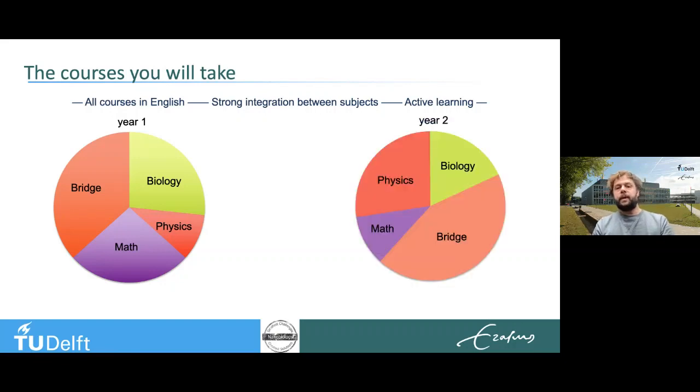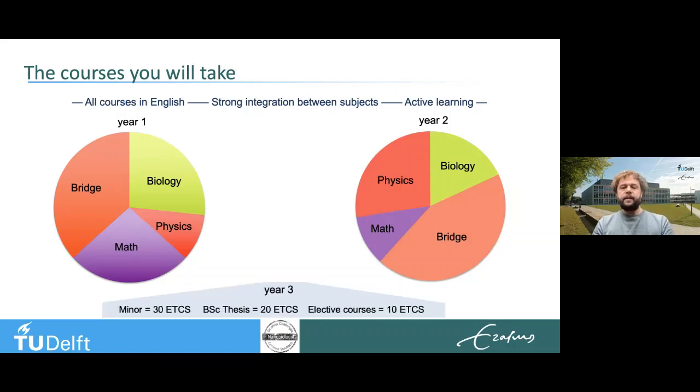Then in year 2, more than a quarter is physics. We have math, biology, and additional courses that are also bridge courses that connect all these topics together. And then with year 1 and year 2, you have a very strong foundation already in nanobiology, in the theory of nanobiology. And then in year 3, it's basically 3 items.